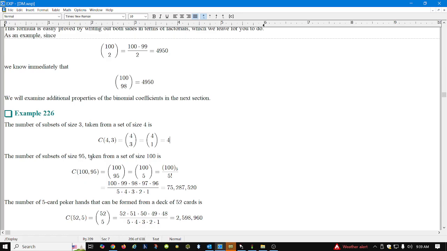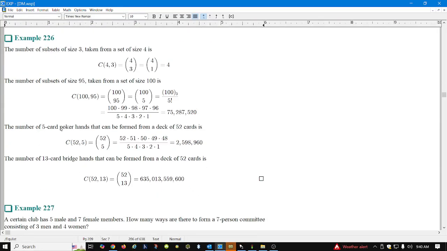Number of subsets of size 95 taken from a set of size 100. 100 choose 95, which is equal to 100 choose 5, which is then most easily computed with this formula, 100 lower factorial 5. So you start with 100, 99, 98, and you write down 5 factors. The last one will be 96. And you divide by 5 factorial.